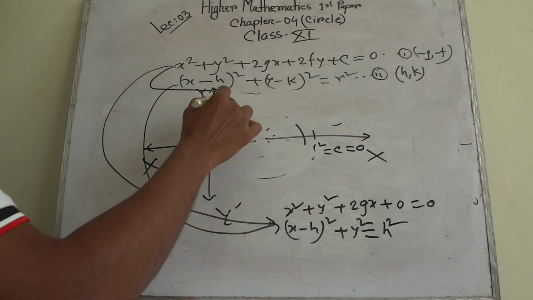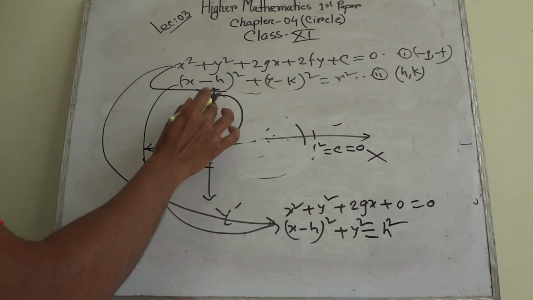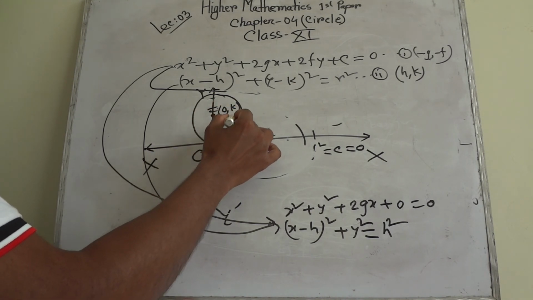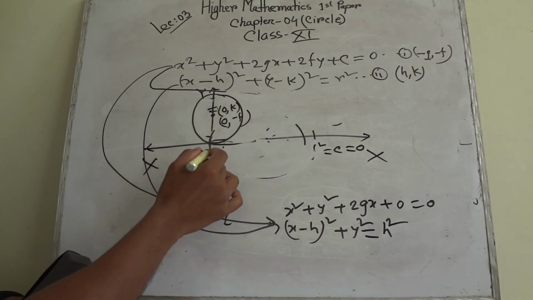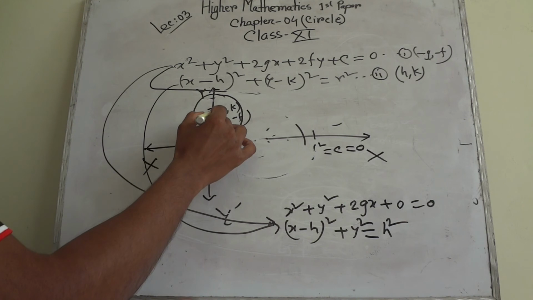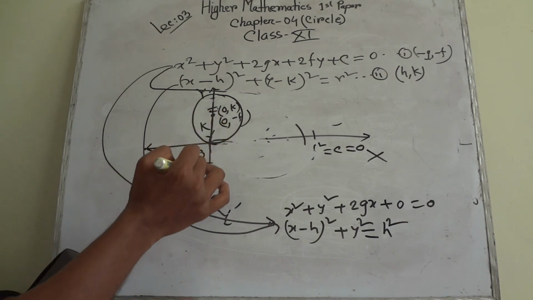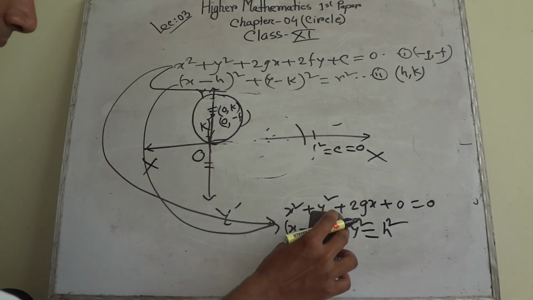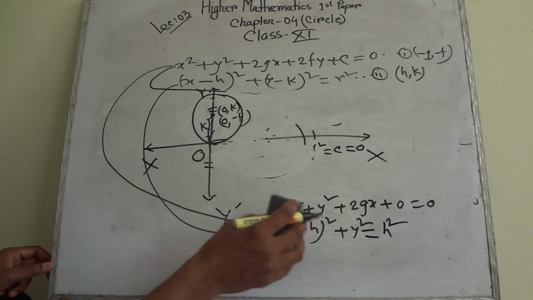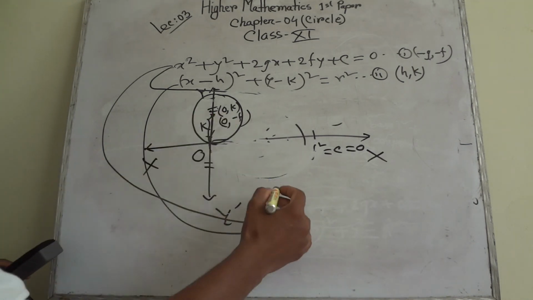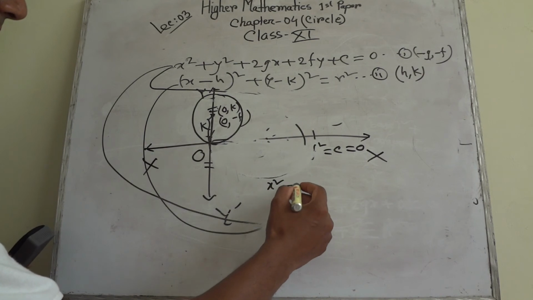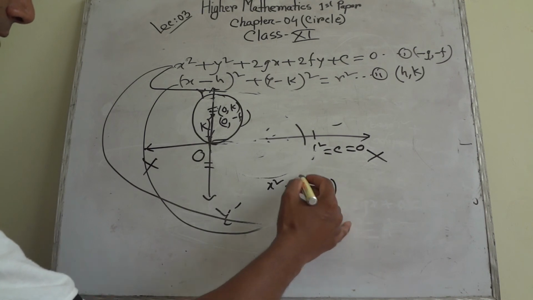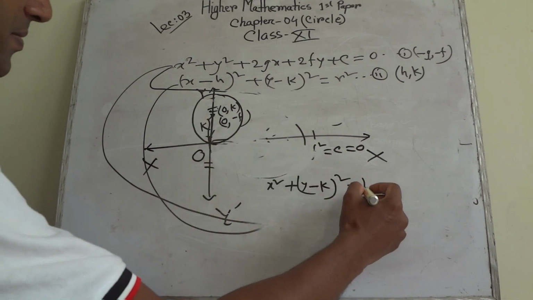Similarly, if the circle lies on the y-axis, that means here the center is 0, k or 0, minus f, and it passes through the x-axis. So from here to here, this measurement will be k, and this is a radius. So we can write x square plus (y minus k) whole square, and this equal to radius k, that means k square.